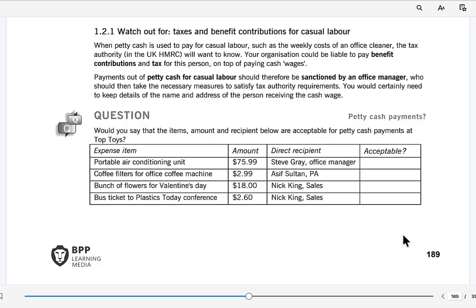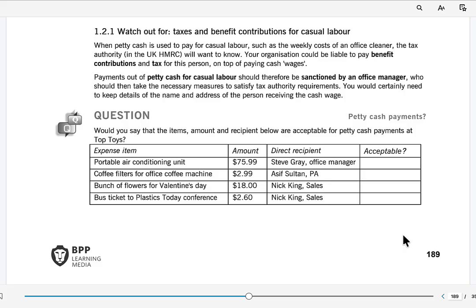7. What the book advises you to do. The book gives a clear instruction. Payments out of petty cash for casual labor should be officially approved. It says the payment should be sanctioned by an office manager. Sanctioned means approved and authorized, so the petty cashier should not just pay it automatically.